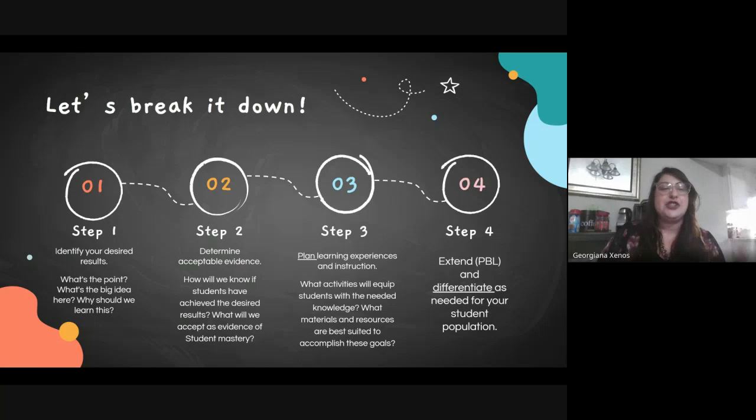Step 2 is to determine acceptable evidence. So we have to figure out, okay, how will we know if the students have achieved what we desire them to know?